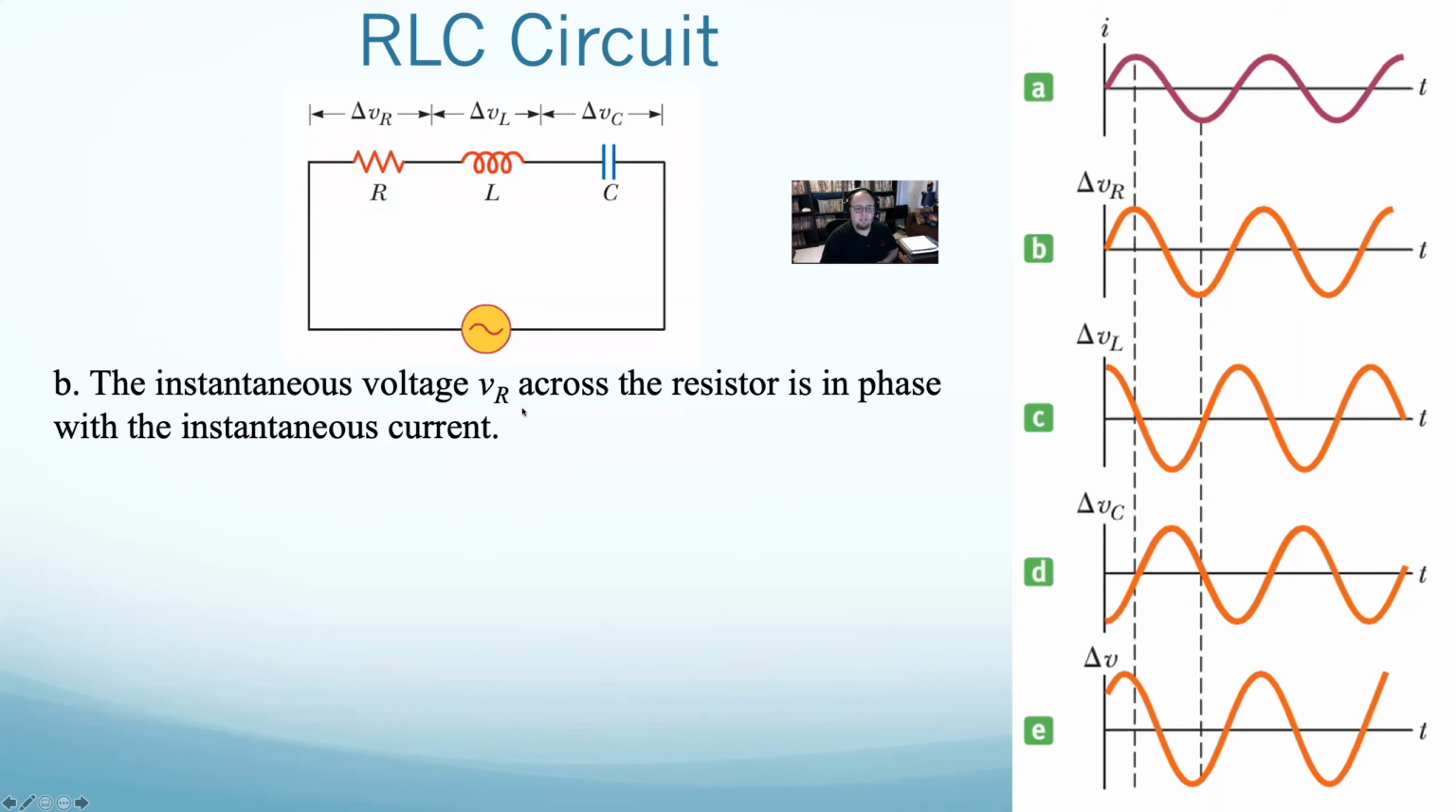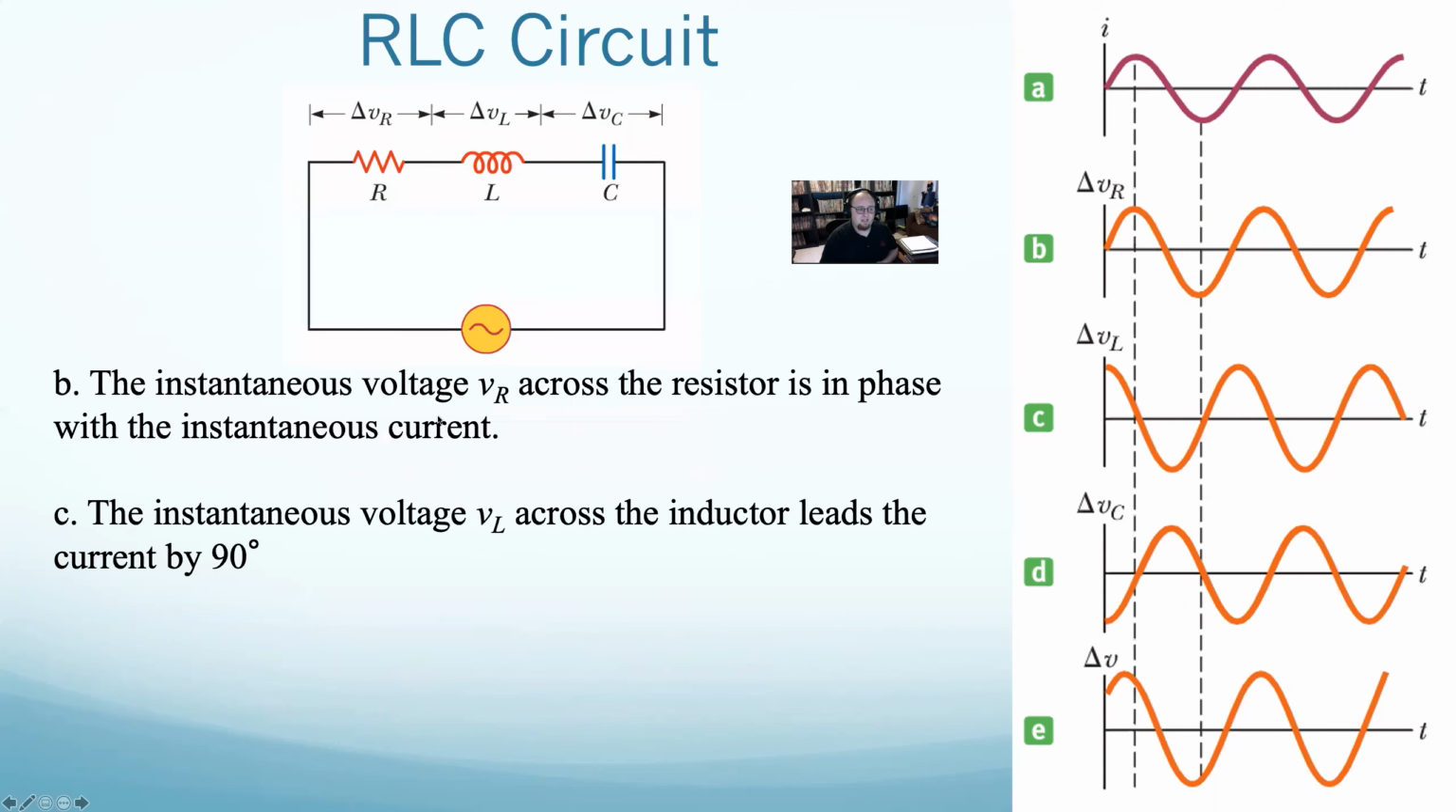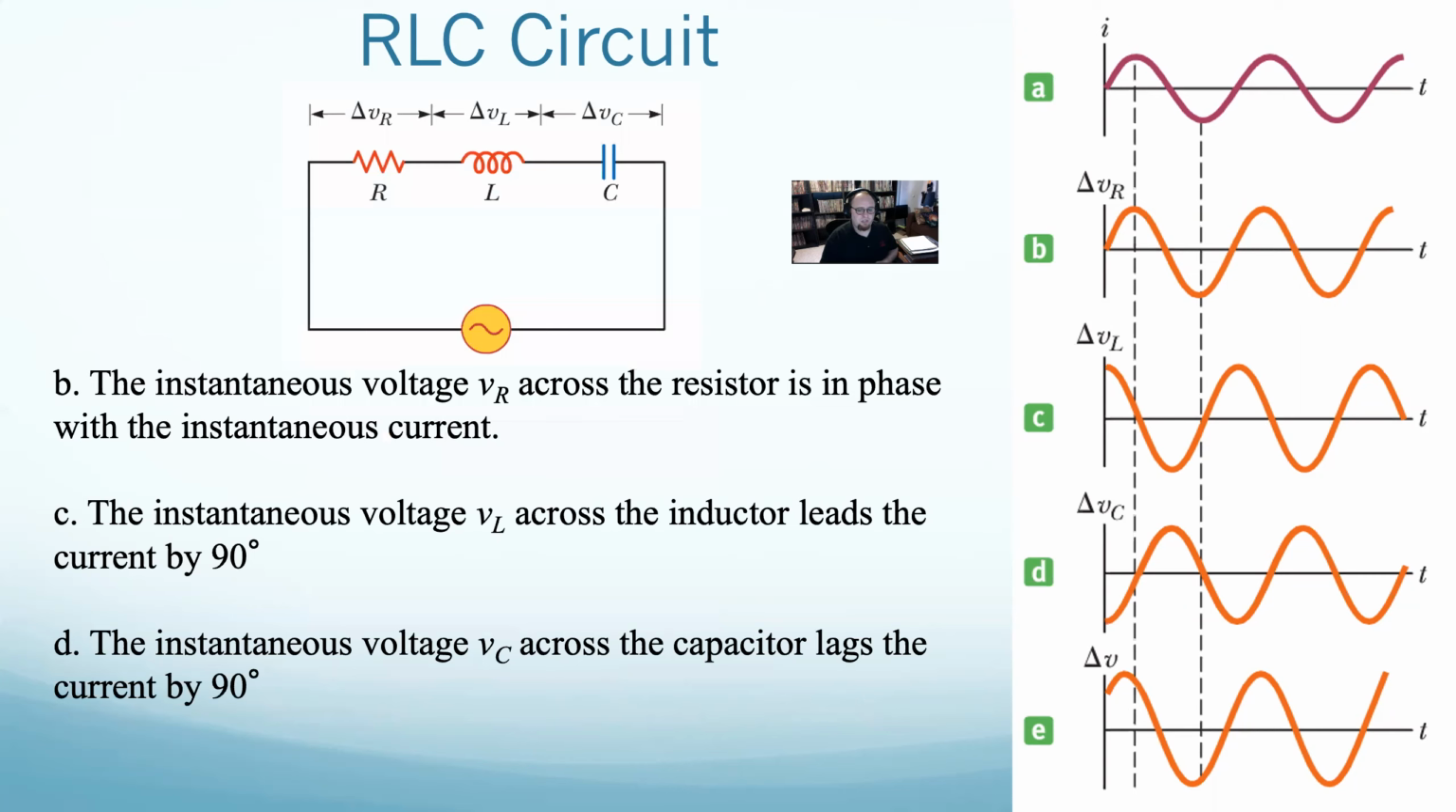So the instantaneous voltage on the resistor is in phase with the instantaneous current. The instantaneous voltage on the inductor leads the current. The instantaneous voltage on the capacitor lags the current. And sorry, I was wrong. This delta V is not the battery. I couldn't remember my notes.